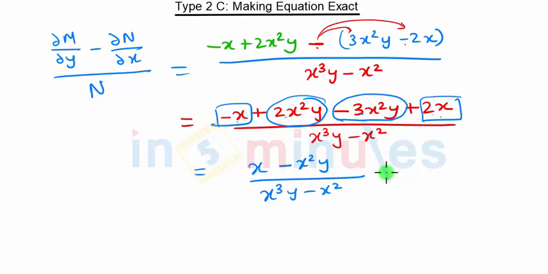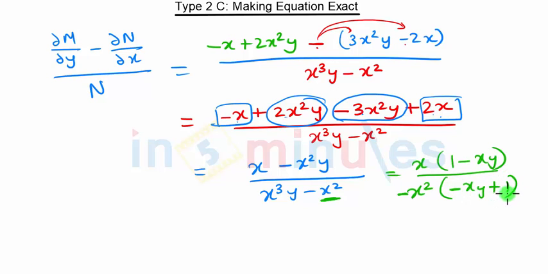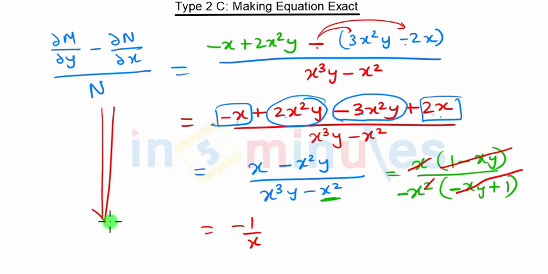In the numerator we will take x common, so we will get 1 minus xy, and from the denominator we will take minus x square common, so then it will become minus xy plus 1, which is nothing but 1 minus xy. So we can cancel these two values and we can cancel 1x. So we will get this value as minus 1 upon x. As you can see, this value contains only x. So this is nothing but a function of x, f of x.